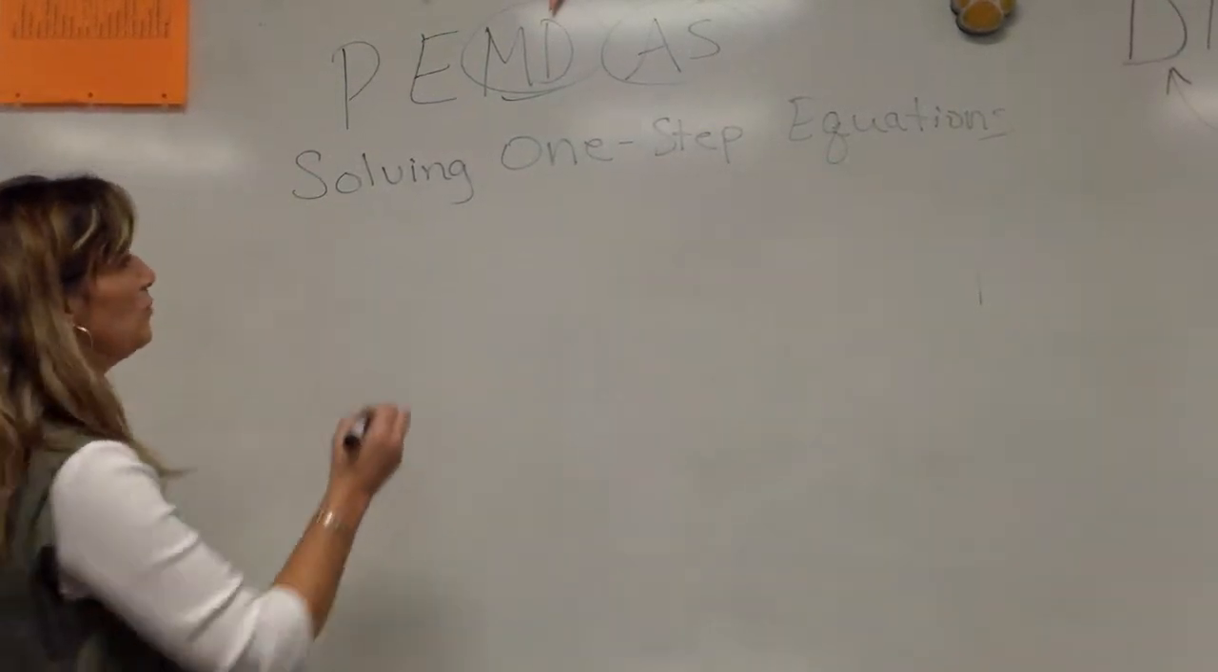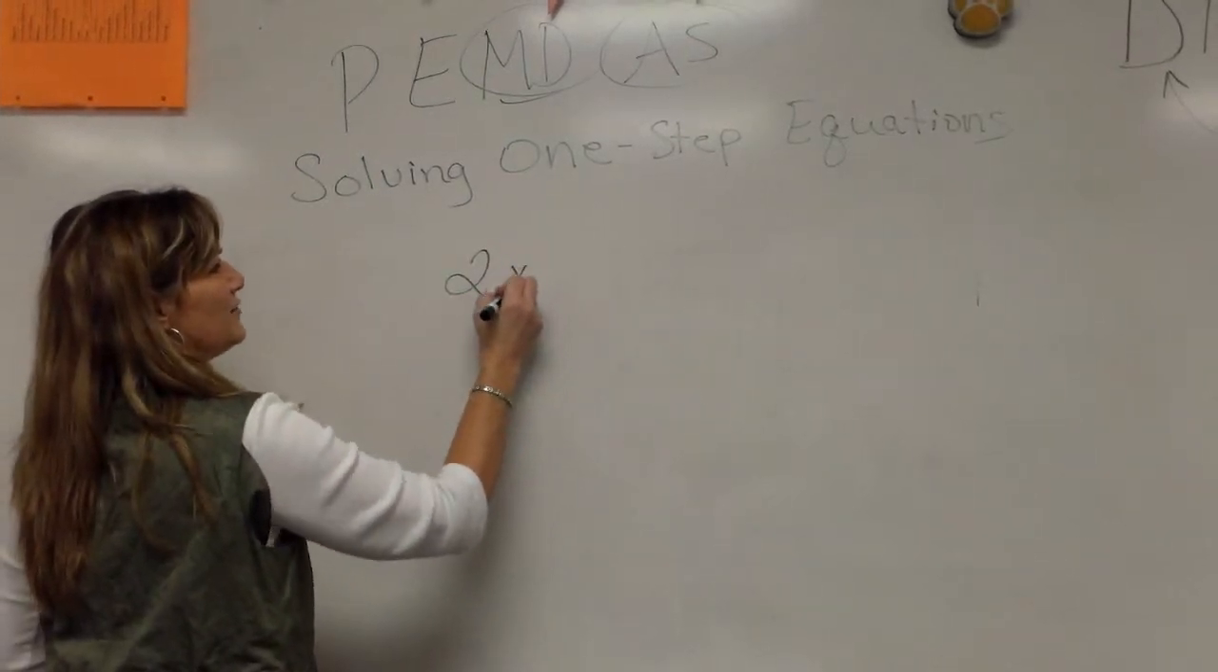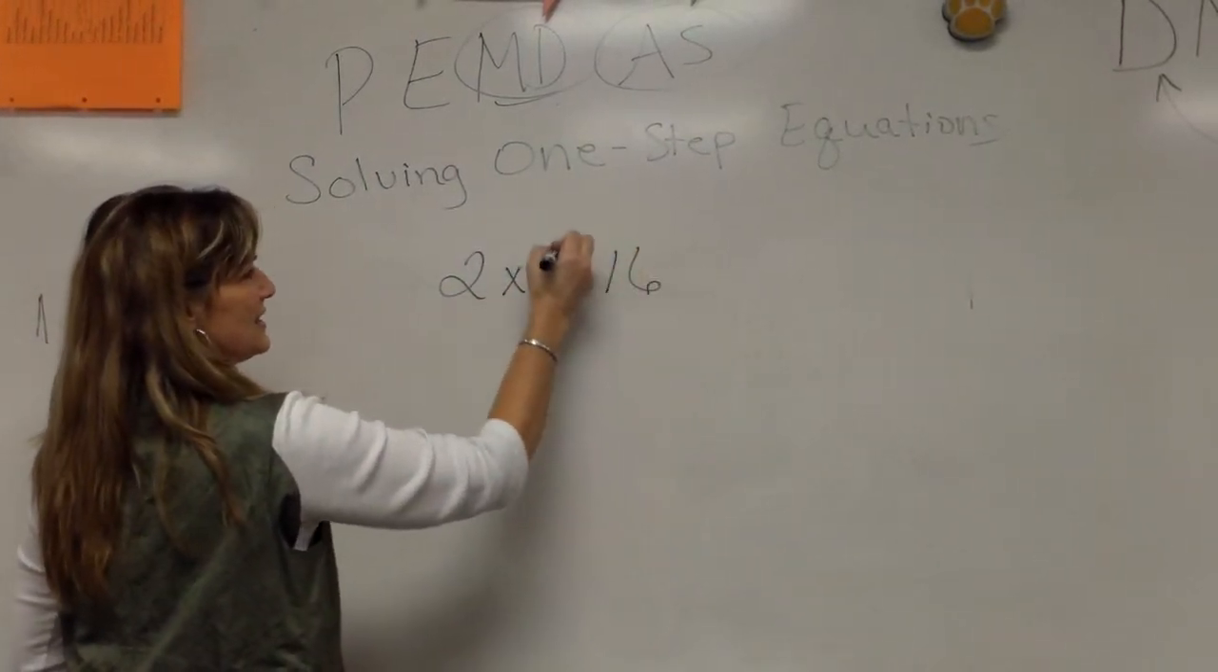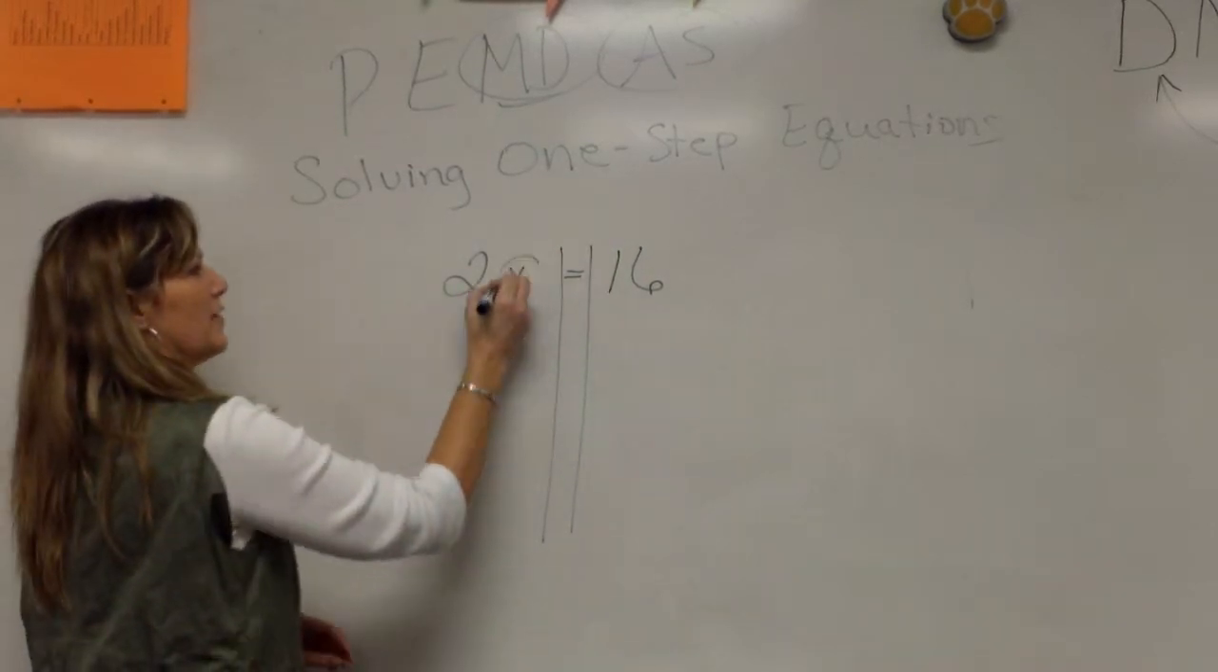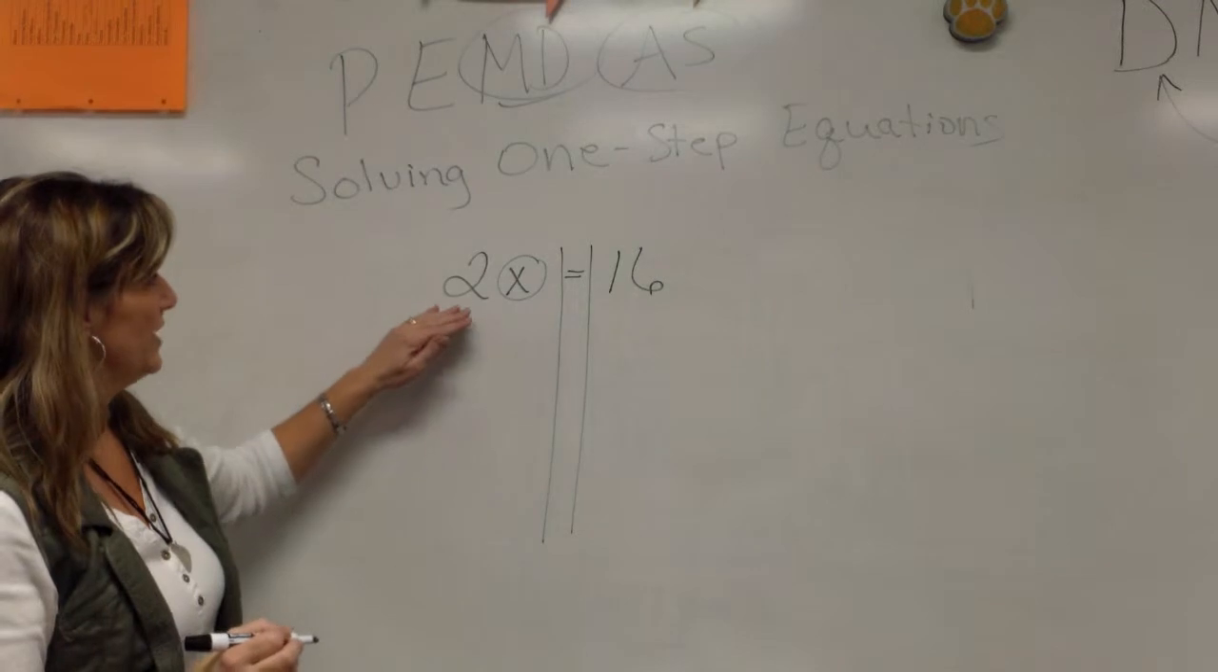Let's try some with multiplication. If I have 2x equals 16, same as the adding and subtracting, I still want the variable by himself, and I'm going to do the inverse.